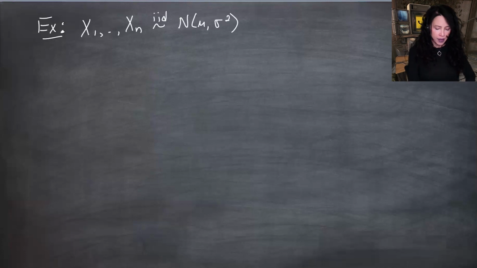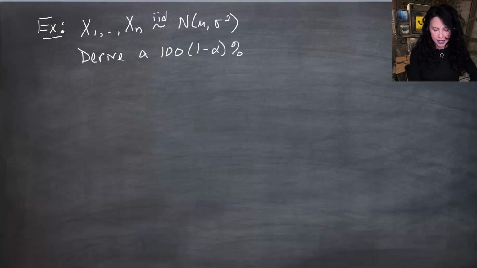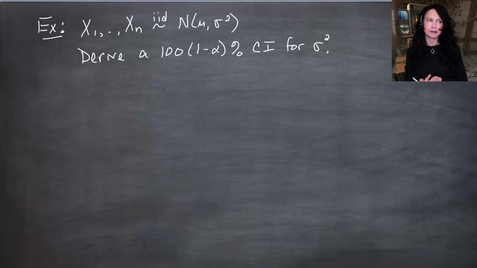As a third example, I want to go back to the normal distribution, but not the mean. Suppose I have x1 through xn, iid, from the normal distribution with mean mu and variance sigma squared. I'm assuming the parameters are unknown, and I want to derive a 100 times 1 minus alpha percent confidence interval for sigma squared. I won't even say what it's based on because I think you know what I'm going to choose.